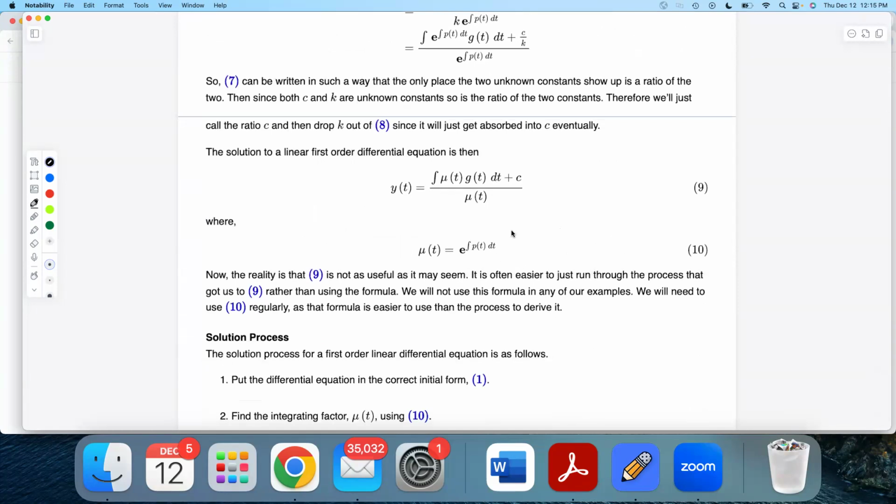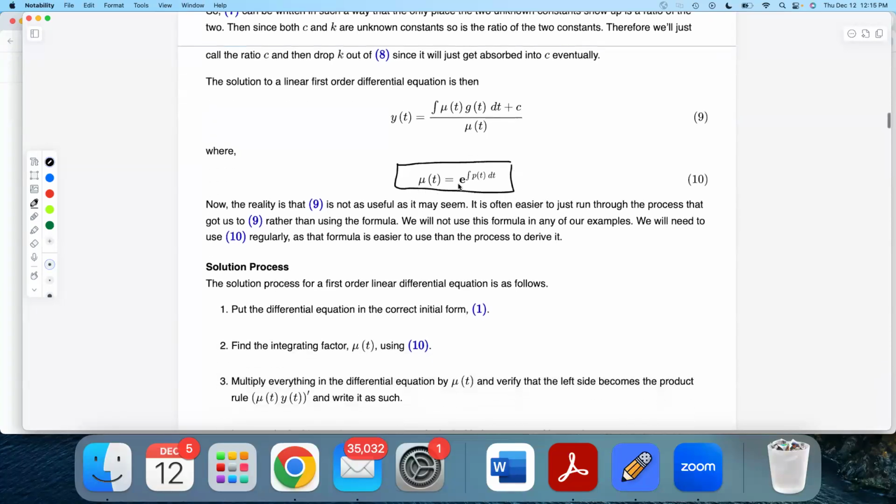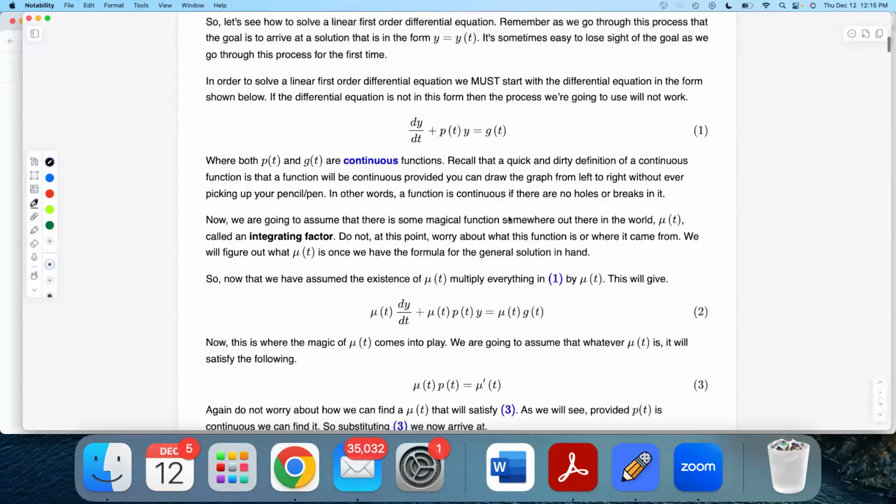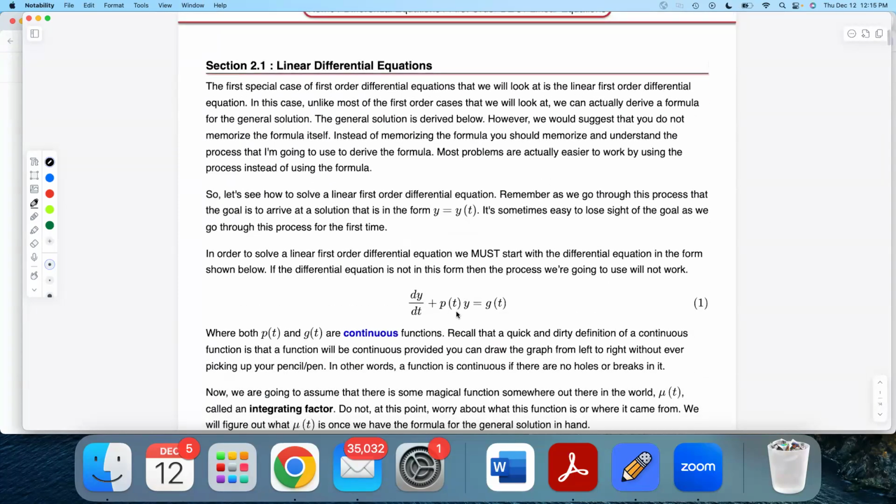Here is our key. This is our formula. This is what we were trying to derive. This is how we calculate our integrating factor. Mu of t is e raised to the antiderivative of p of t dt. What was p of t? Way back up here, it's the guy multiplying y when we're in this standard form.